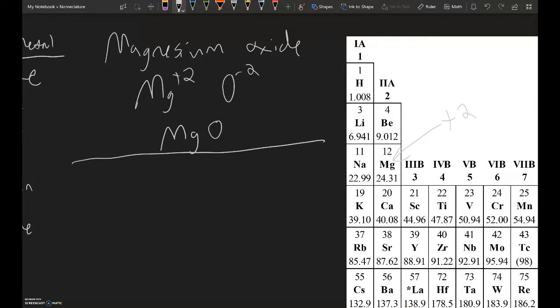Let's look at another one. So let's say now we have magnesium, and let's do phosphorus. Okay, so magnesium is +2, and phosphorus is -3.